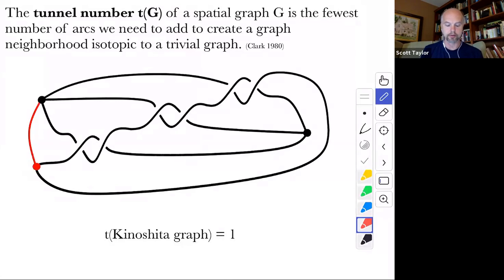Oh yeah, here's another example. The Kinoshita graph that we saw earlier has tunnel number 1 as well. It is non-trivial, Kinoshita proved that, but when we attach this arc, we get something that is neighborhood isotopic to that trivial graph.